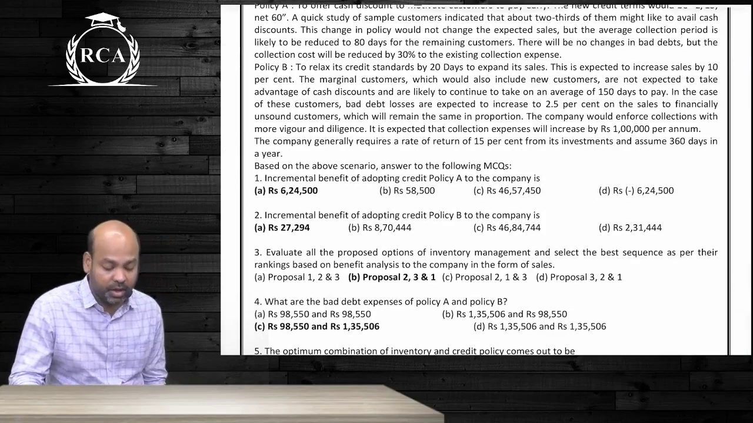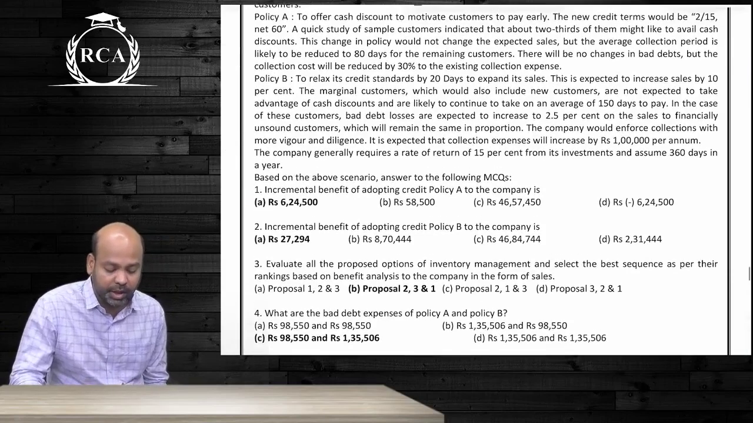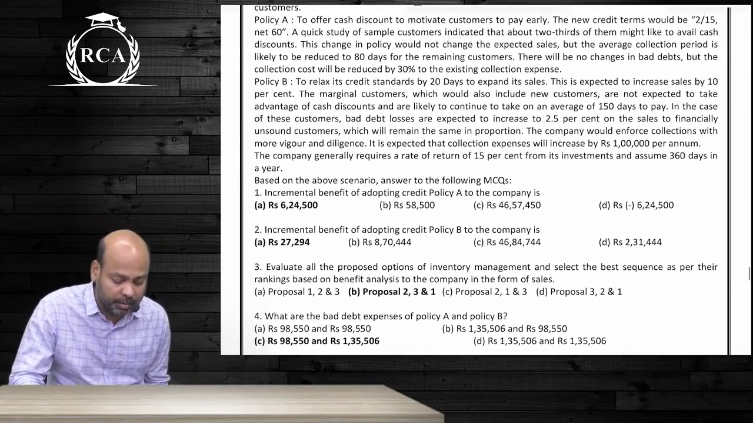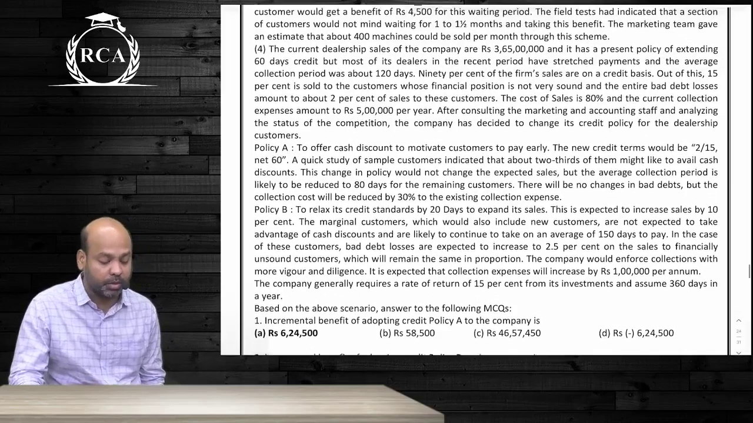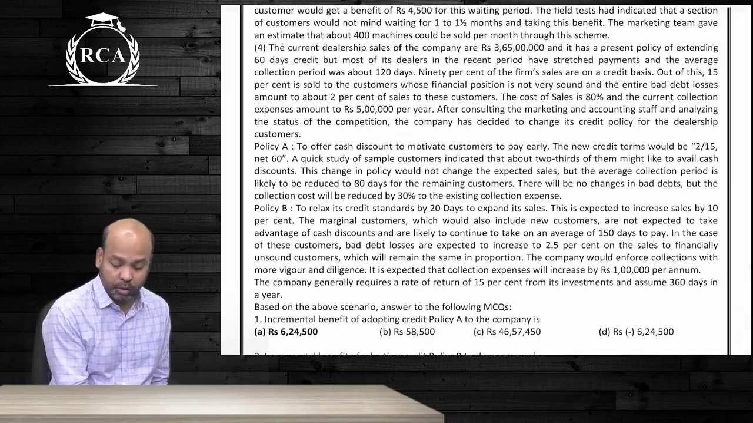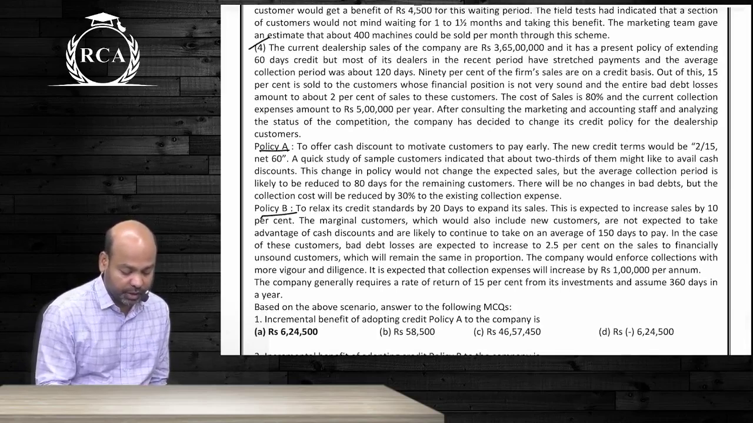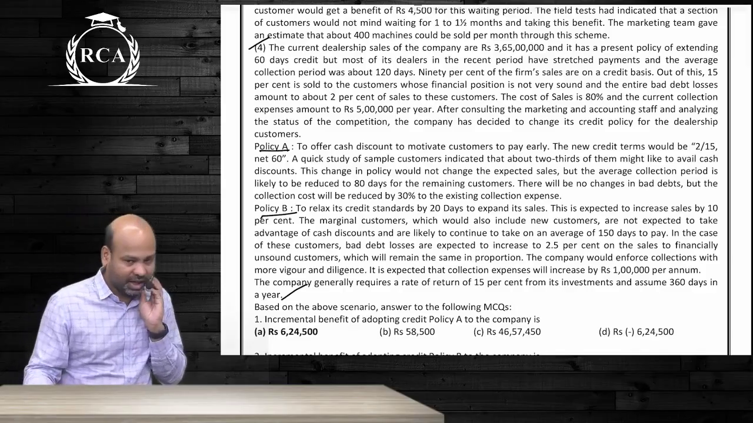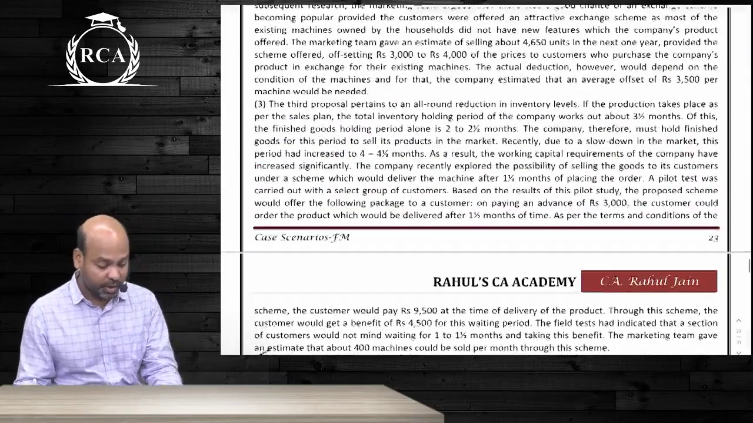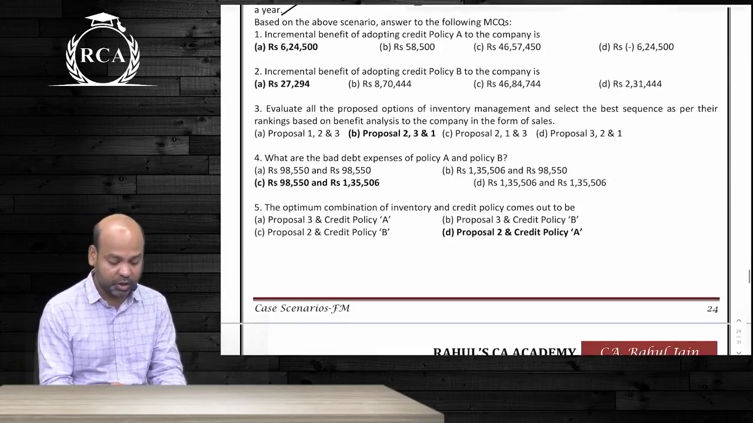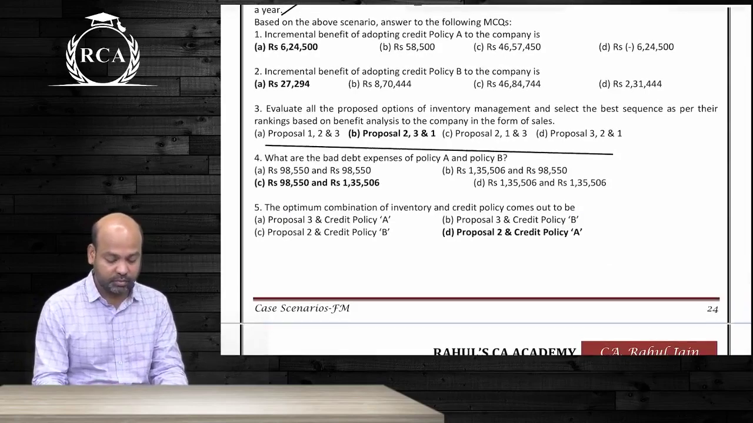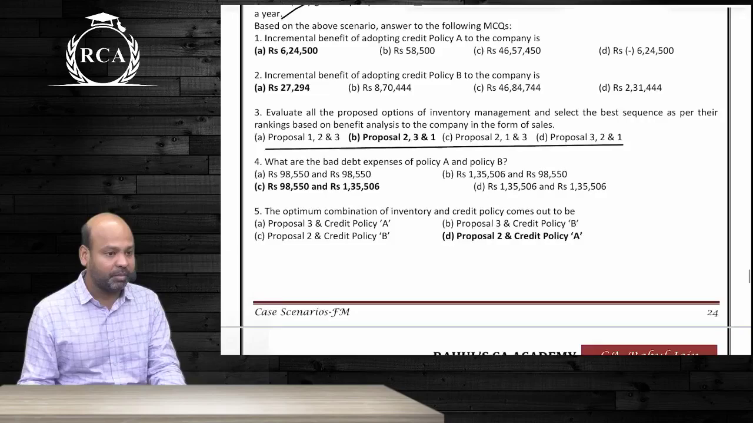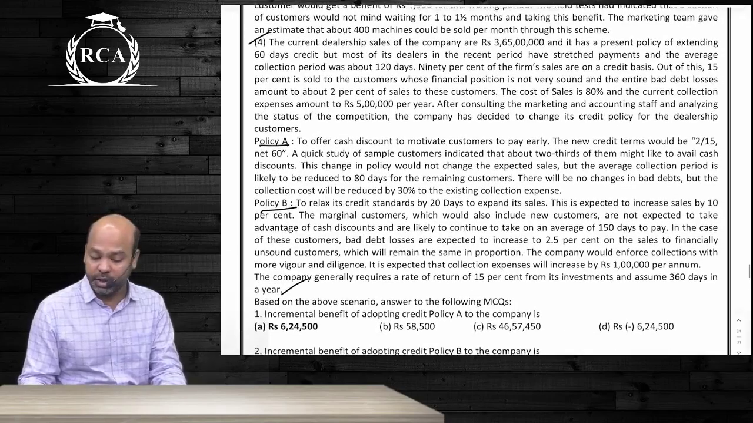The requirement, beta, is the incremental benefit of adopting credit policy A to the company, and the incremental benefit of adopting credit policy B to the company. Policy A and policy B are here. So let's start reading from the fourth point and then we will see the remaining part. Let's attempt bit by bit, guys, rather than reading all the information. The remaining points 1, 2, 3, the three proposals below, we will talk about later. Can we directly talk about the fourth point, guys?